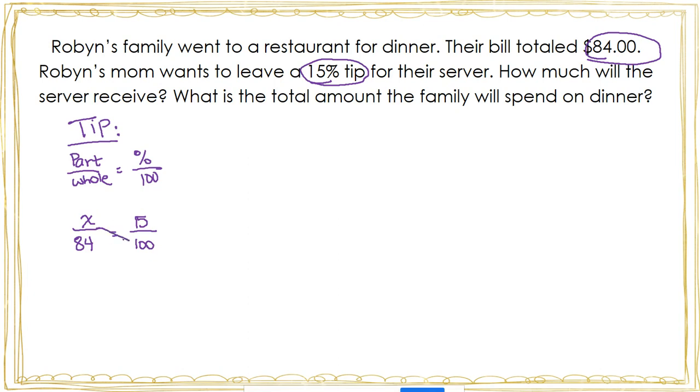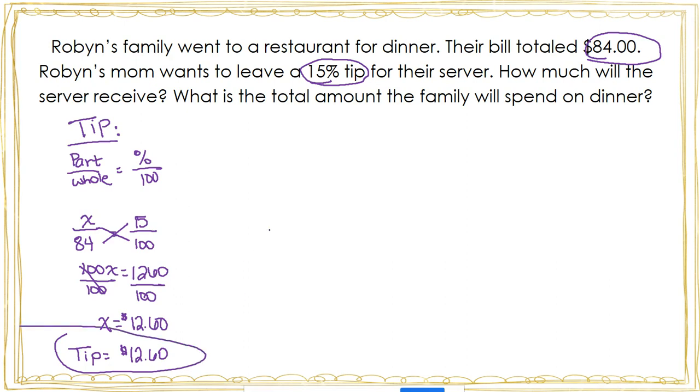Now I can solve this by cross multiplying. x times 100 is going to give me 100x, and then 15 times 84 is going to give me 1,260. To find the value of x, I'm going to need to divide by 100 on both sides of my equation. These are going to cancel, and I'm left with x equals $12.60. This means that Robin's mom is planning on leaving a tip of $12.60 for the server.